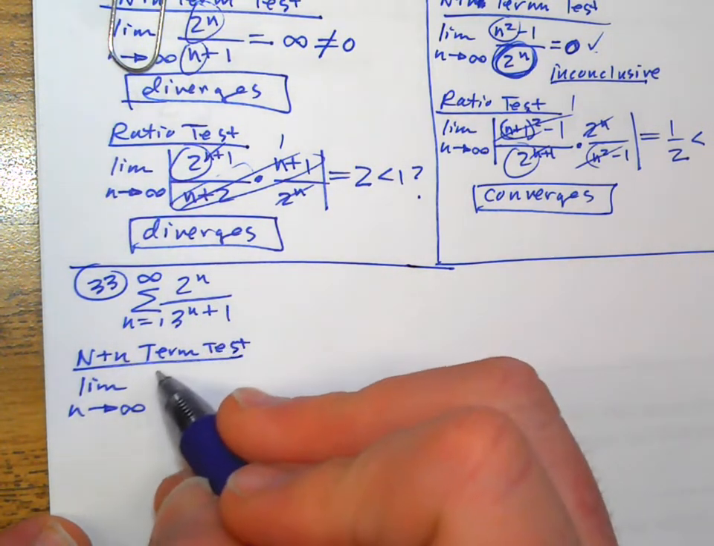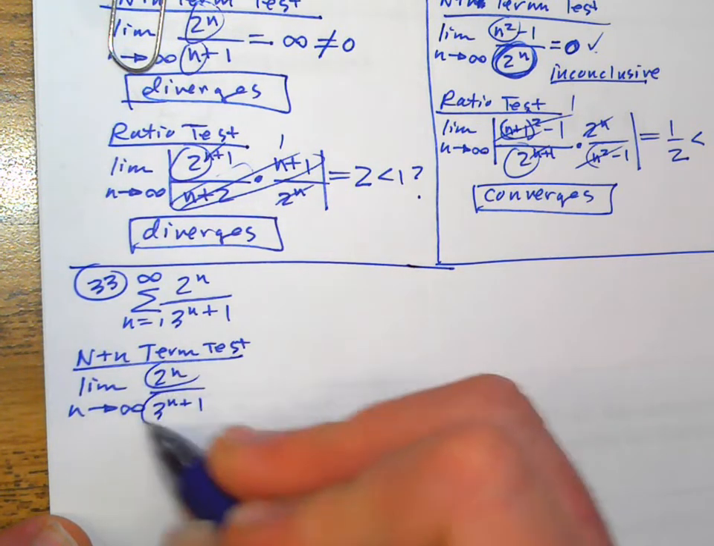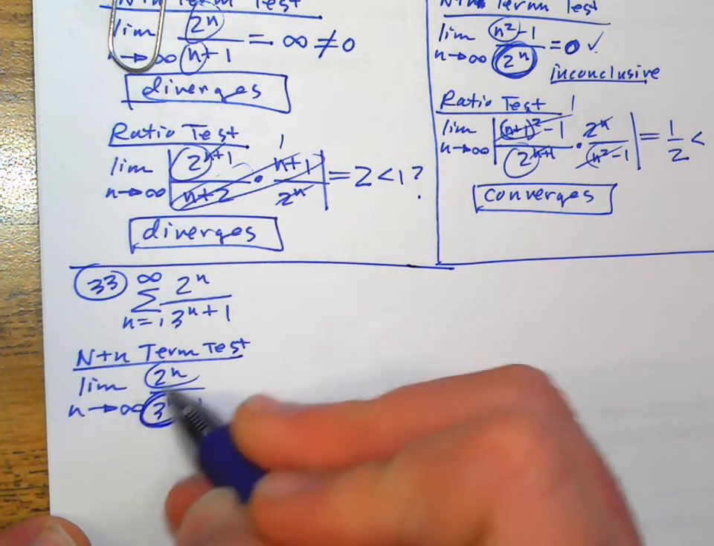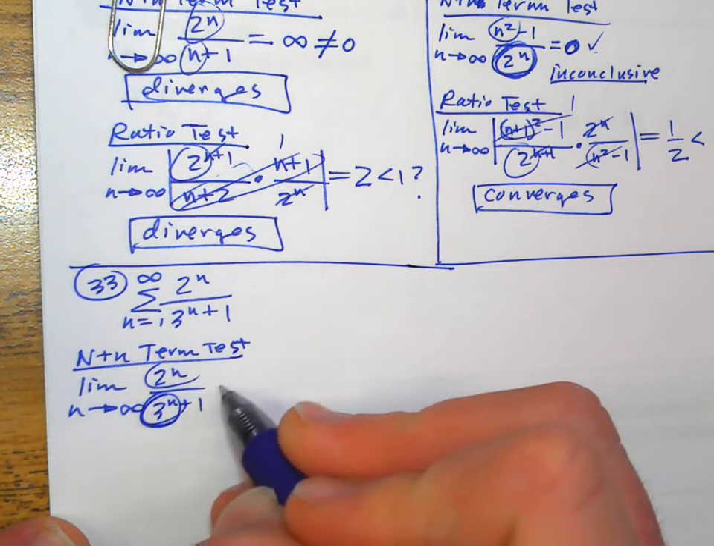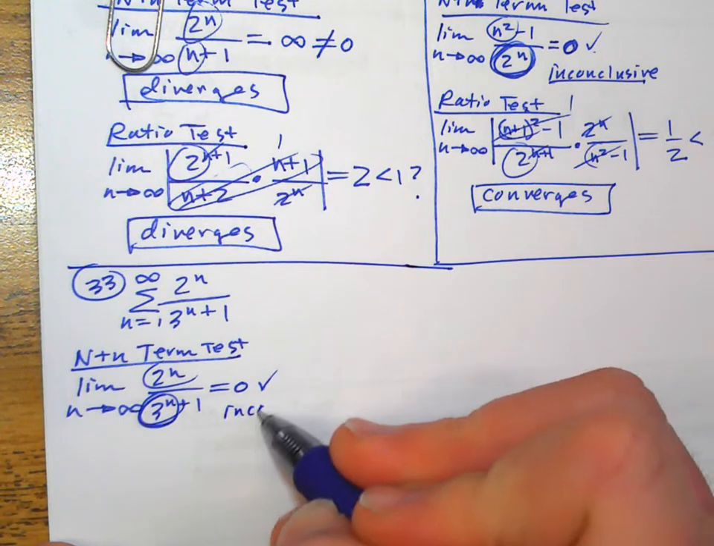So these are the dominant terms that go infinity over infinity. This one dominates this one because they're both exponentials, but this one has a bigger base, so it's going to go to 0. But that's inconclusive.